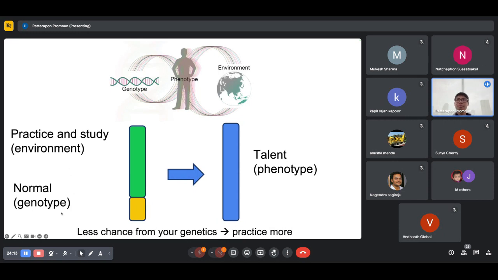So to be number 1, since it is already in our genetics, if we give a little bit of support through the environment, that includes giving the training, combined together, they are going to be number 1 in that particular field. If you want to be a musician, but you get a lower score, you are normal in musical talents, you have to practice more and more like this. You need to work very hard.